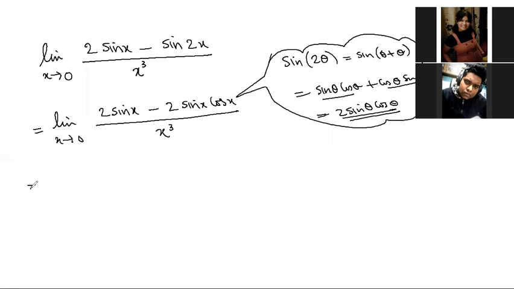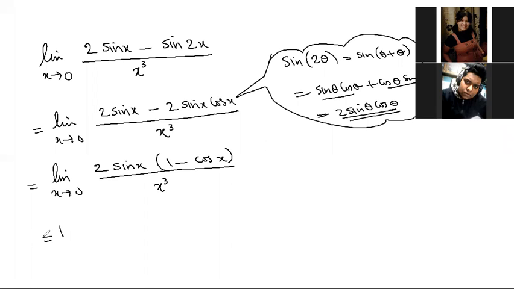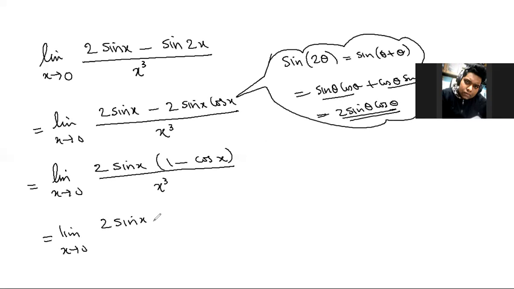Now what can I do in the next step? 2 sin x common, then 2 sine x common, with 1 minus cos x in the bracket. Whenever you see 1 minus cos x, what should I do? Convert it into the sine formula: 2 sine square x by 2. So 2 sine x into 2 sine square x by 2.